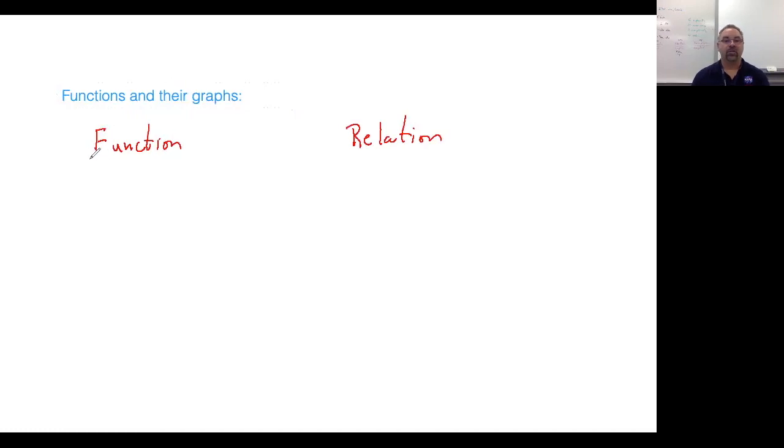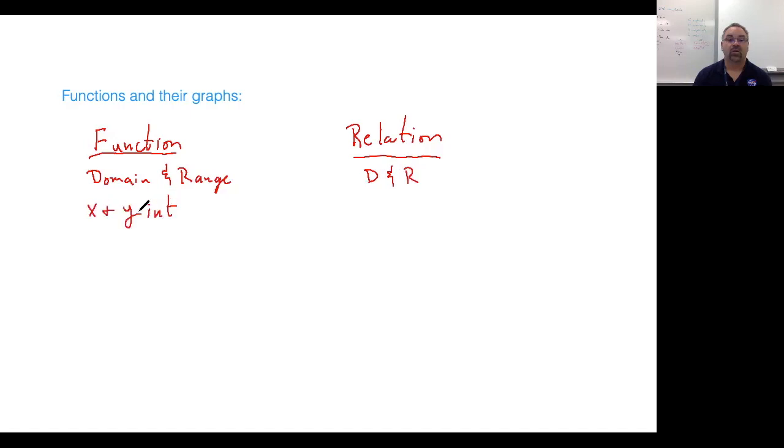For a function, something that is the same here, they both have a domain and a range. They both have that. They could both have intercepts. X and Y intercepts are things that we might be interested in. Same thing here. They don't always have them. Okay, that's true for both of them.